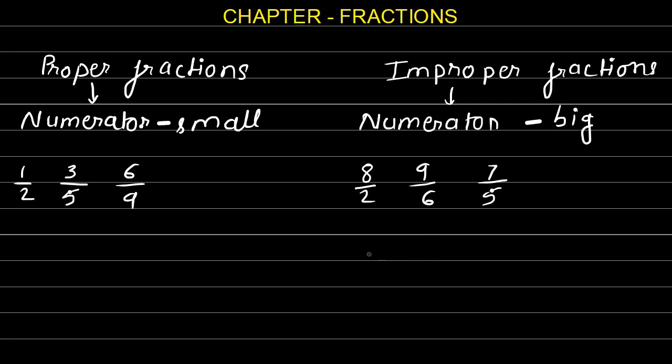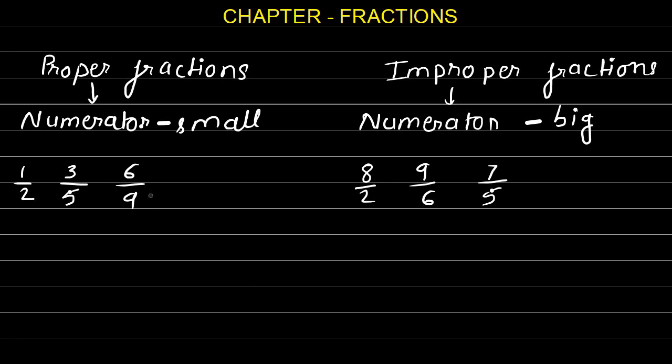So let's just revise again. Proper fractions are the fractions whose numerator is smaller than the denominator, and improper fractions are the fractions whose numerator is bigger than their denominator. So I hope this is clear.